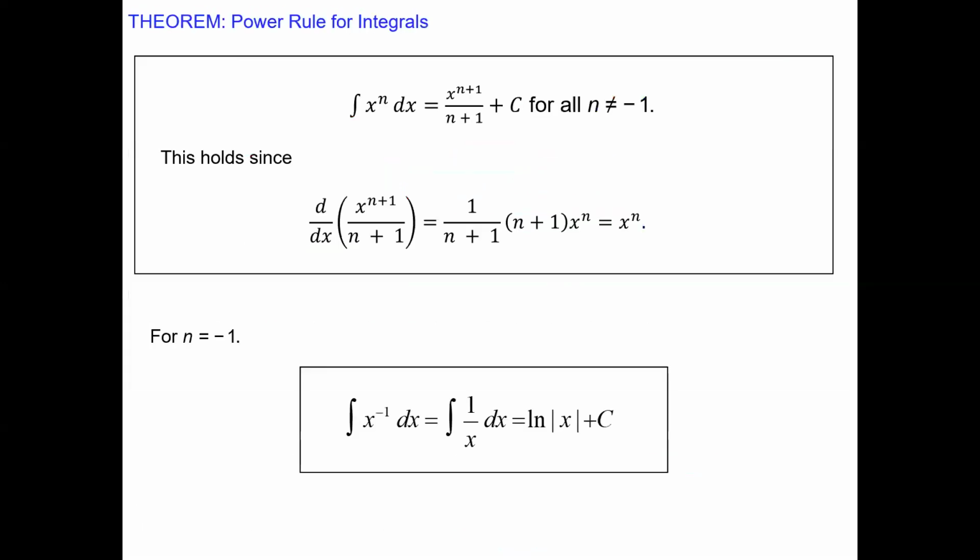Let's look at this one more time. Power form. Please do not use it when n is -1. And why is this the antiderivative? Because the derivative of this is getting back to the integrand. The derivative of this is basically undoing. And for n equals -1, it is natural log of the absolute value of x.